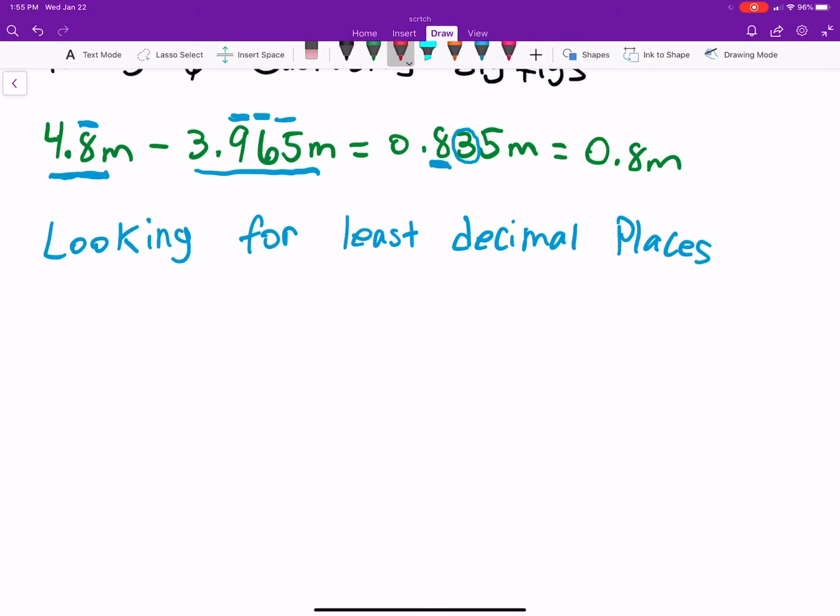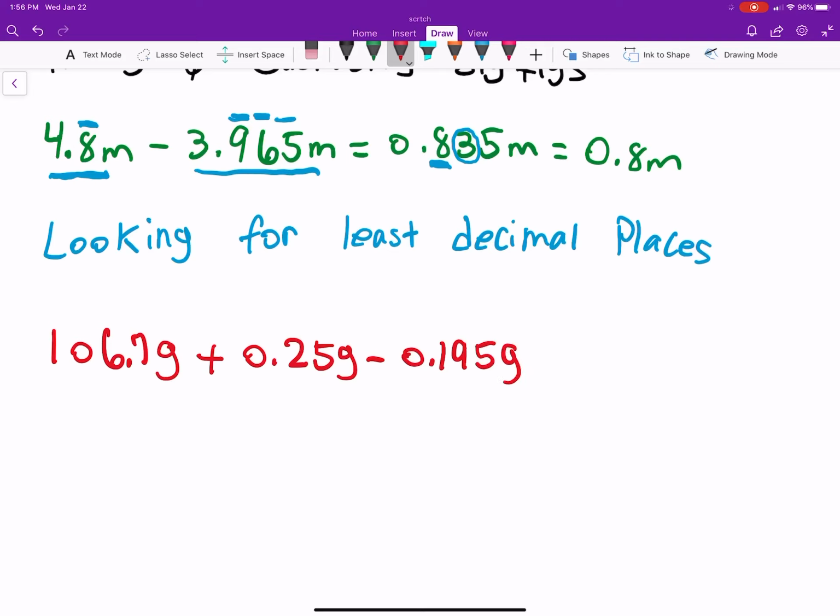If we were to do 106.7 grams plus 0.25 grams minus 0.195 grams. Again, if you work that out, you'll get 106.755 grams. And again, look at the decimal.